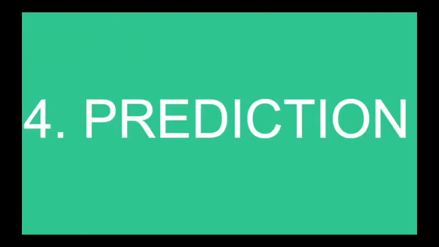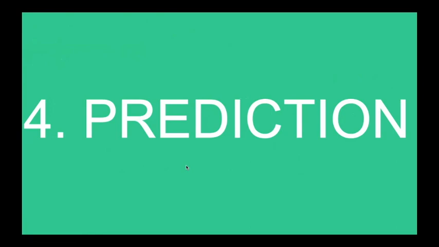Okay, today we will explore the first science process skill, and it is prediction. Repeat after me. Prediction. Take your pen, open your copybook and write down number 4, prediction.